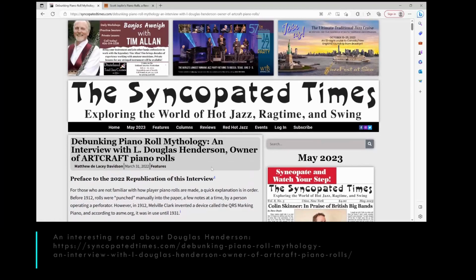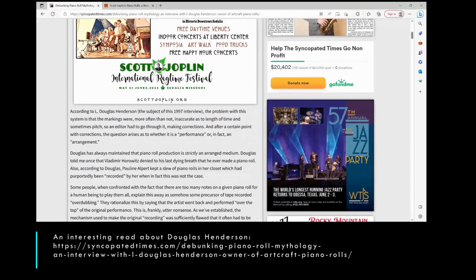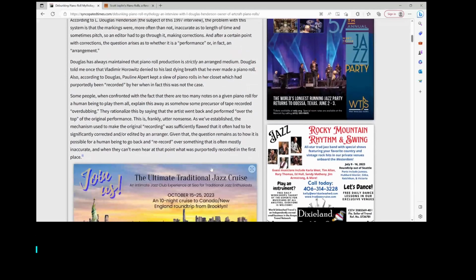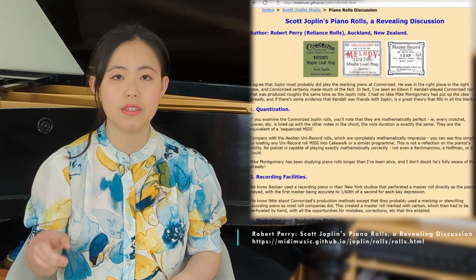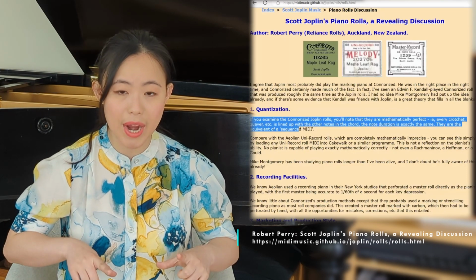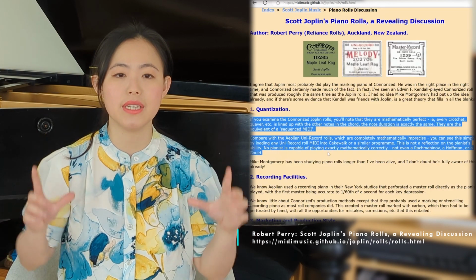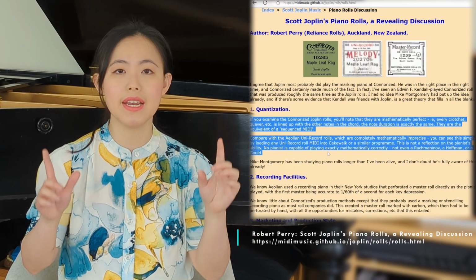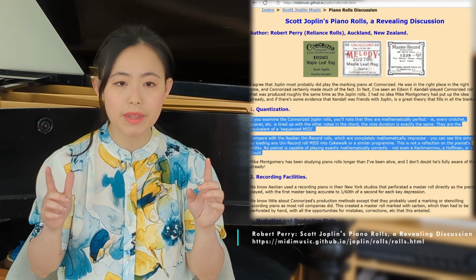It is likely true that Joplin did play the piano on the marking piano, but how much of what he played was edited out and corrected, we don't really know. According to the piano roll historian Douglas Henderson, all of the Connorized rolls were actually cut and edited by the staff arranger, William Axelman. Robert Perry has made an analysis of these Connorized Joplin rolls, and he concluded that they were extremely mathematically correct, equivalent to a sequenced MIDI, as every crotchet and quaver is lined up with the other notes in the chord, and so the note duration is exactly the same.